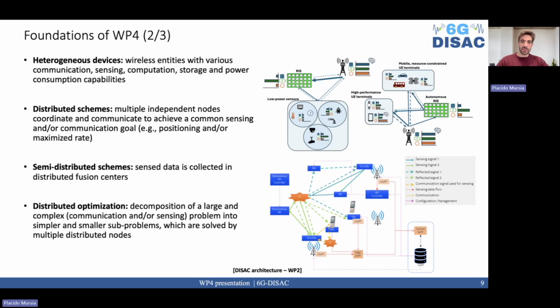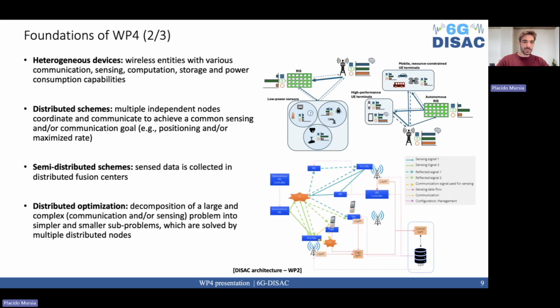We deal with distributed schemes, which means multiple independent nodes coordinate and communicate to achieve one common sensing or communication goal, or both. For example, think about positioning or maximization of the system rate. We also deal with semi-distributed schemes where, just to give an example, the sensing data may be collected in distributed fusion centers.